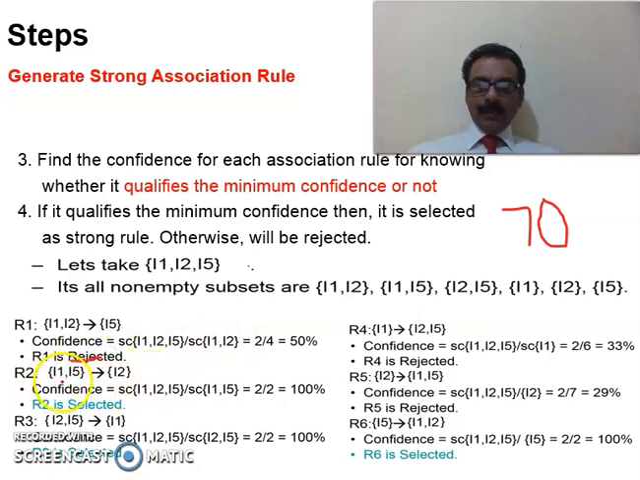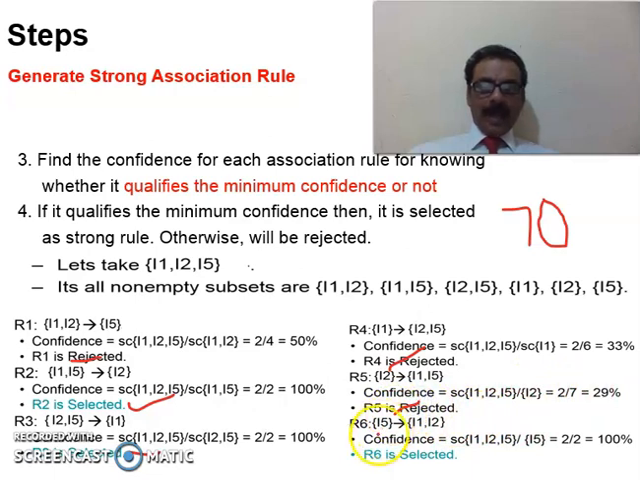Next we take I1, I5 implies I2. Look at the confidence here. It's 100%, so it is selected. Then similarly I2, I5 implies I1. You find out and it is also 100%, so that is also selected. Then you go for I1 implies I2, I5. Find out the confidence. If that confidence here is less, it is rejected. Then next is I2 implies I1, I5. Look at that confidence, it is again less, so it is rejected.